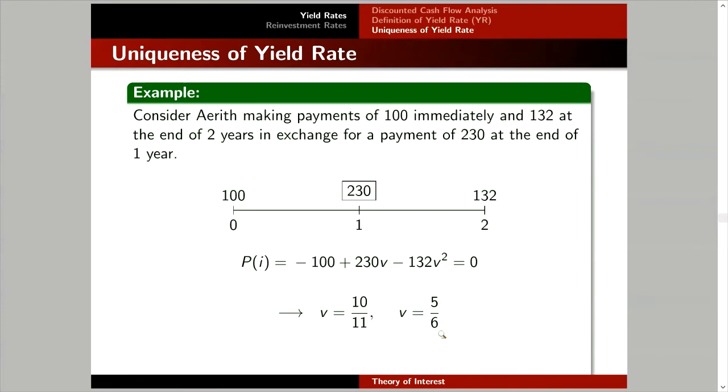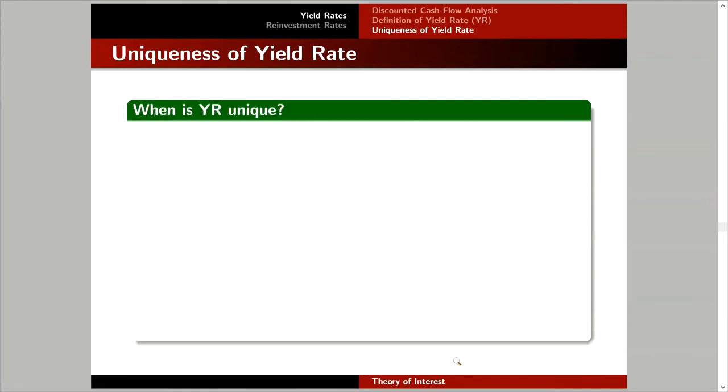So we try to compute for I. So we know that V is equal to 1 plus I raised to negative 1. Using that, we can compute for the values of I. So I is equal to 1 over 10 or I is equal to 1 over 5. You see, hindi unique ang computed yield rates. Now, the question is, when is yield rate unique? Okay? Meron dalawang situation na the computed yield rate is unique. Ito yon.